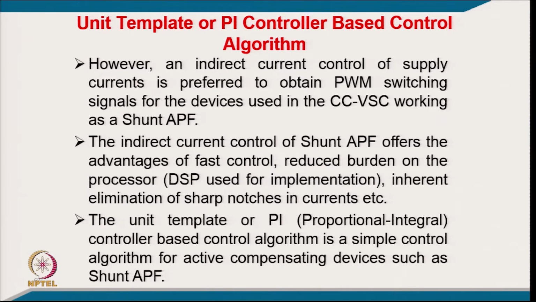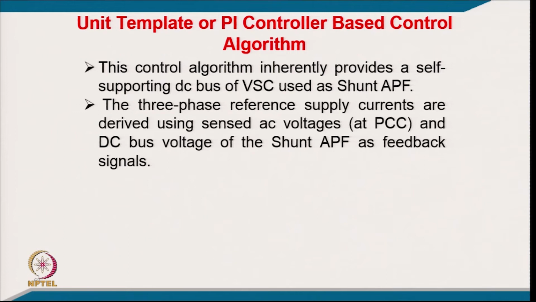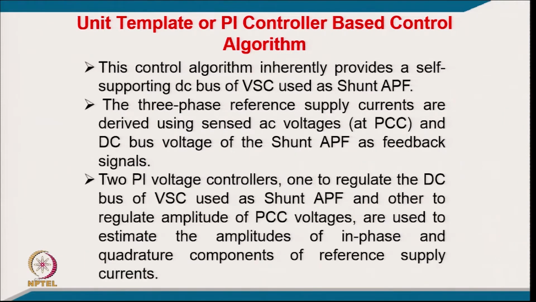The unit template or PI controller based control algorithm is a simple control algorithm for active compensating devices such as shunt active filter. The control algorithm inherently provides a self supporting DC bus used for the shunt active power filter, and the three phase reference grid currents are derived using the sensed AC voltage and DC bus voltage of the shunt active filter as feedback signals. So, two PI controllers, one to regulate the DC bus voltage of the voltage source converter used as a shunt active filter, and the other to regulate the amplitude of PCC voltage, are used to estimate the amplitude of the in phase and quadrature component of reference supply current.